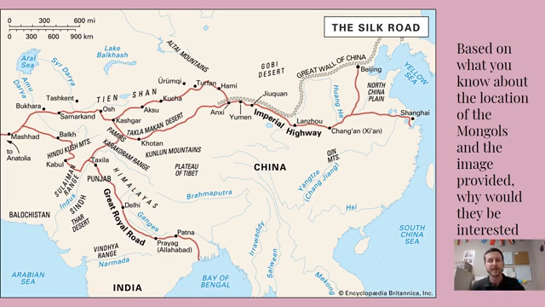All right, so let's take a look at this image right here. Based on what you know about the location of the Mongols and the image provided, why would the Mongols be interested in the Silk Road? So before we even get started, we're going to know that the Mongols are located to the north of China right here in the Gobi Desert. So they're nomadic, they are skilled horsemen who use bows and arrows, etc.